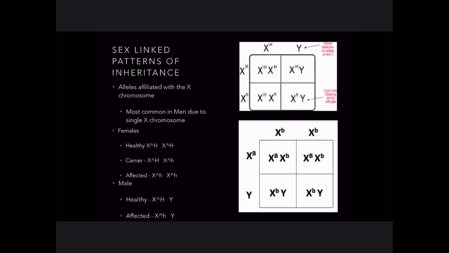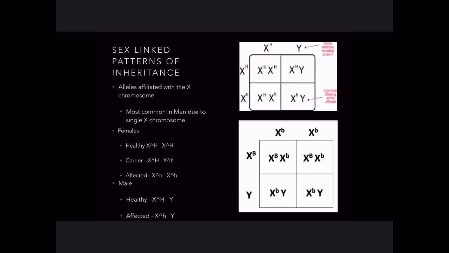Now, if we look at the images to the right, in the top image, there's a healthy male having offspring with a heterozygous carrier. And we see that there's only a 25% chance of their child having the disease, and that child must be a boy in order to have that disease. And they have a 25% chance of having a carrier child, and the child must be a female to be a carrier.